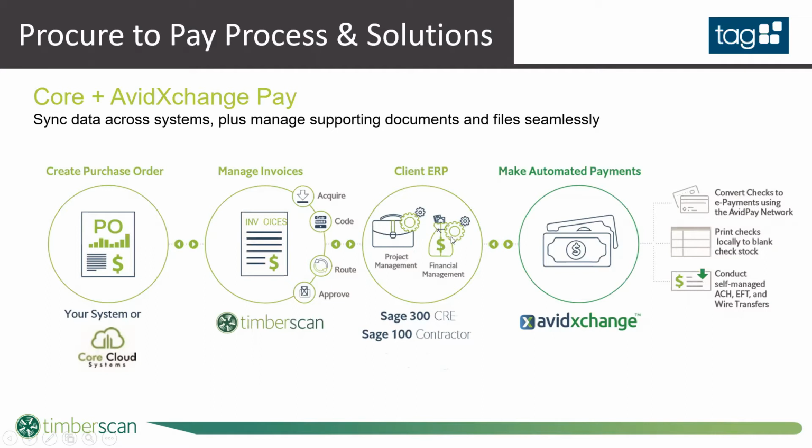Now, when you're ready to pay those invoices, that's where AvidXchange comes into play in this 4th step. We've partnered with AvidXchange to be able to provide a complete end-to-end paperless process. When you're making your payments, you can leverage the power of the AvidPay network. There are over 6,000 companies in the network currently, and that's growing every day. When a new company starts using the AvidPay network, we estimate about 35 to 40% of the companies that they do business with are already in the network.